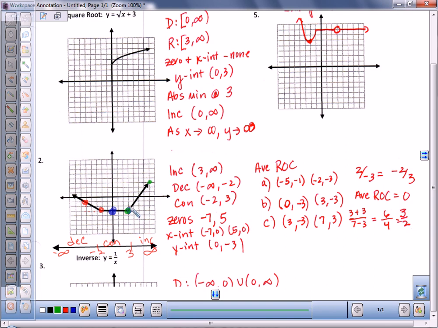So I would count. I'd go up 6 over 4. 6 over 4 reduces to 3 over 2. 3 halves. So you can do it by taking the points and plugging them into y2 minus y1 over x2 minus x1. Or, because you're given the graph, you can just count on the graph. Any questions about number 2? All right.